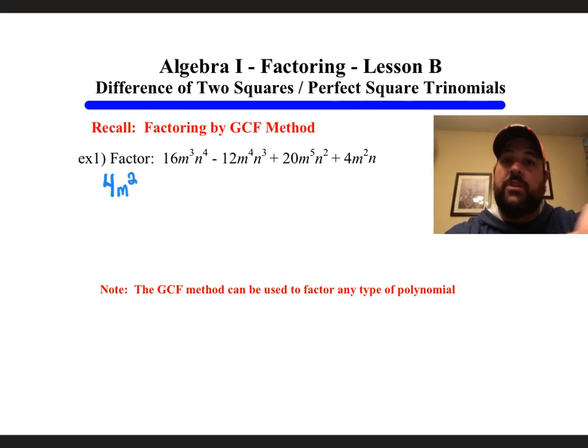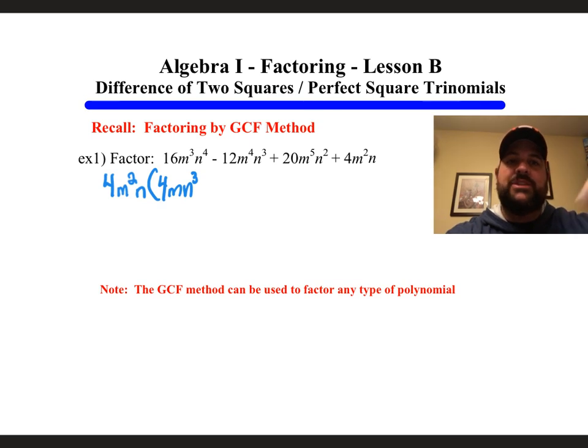Then we're going to do the same thing with the n's. We have n to the fourth, n to the third, n squared, and n, which means our GCF here is just going to be n. So there's our greatest common factor. We have 4m squared n as our GCF for the expression. In parentheses, we're going to have the leftover factors. So what am I left with, or what would I redistribute 4m squared n to get back to the starting point? If we look at the first term, 16m to the third n to the fourth, we factor out 4m squared n. That would leave us with 4m n to the third.